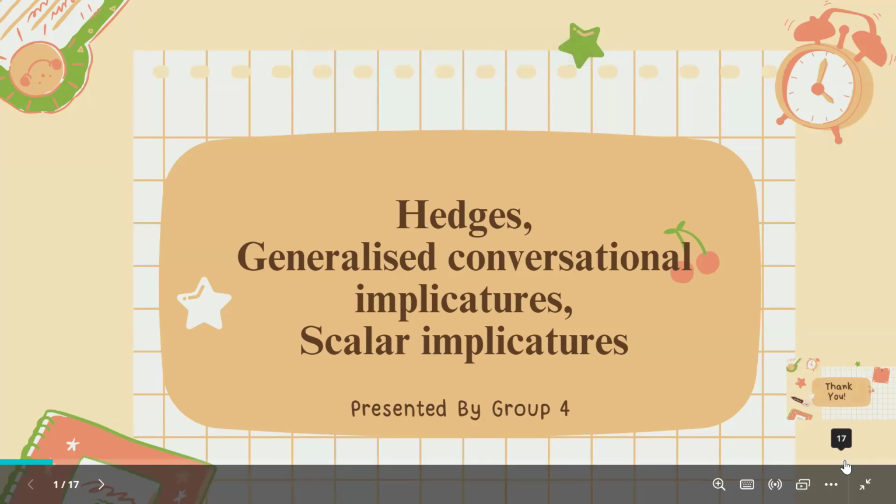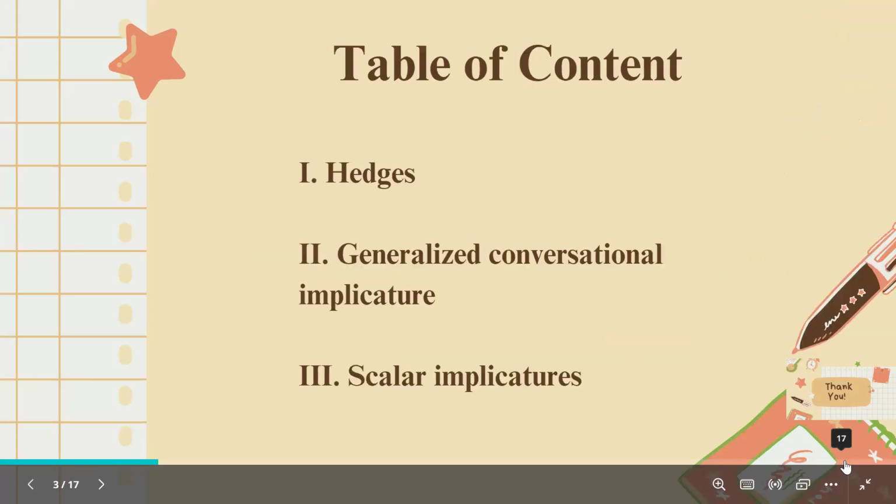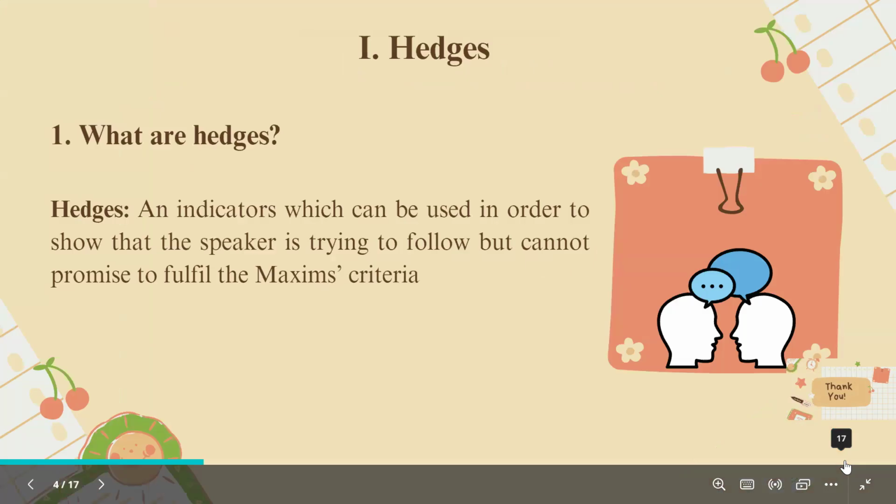Now we will talk about the topic: hedges, generalized conversational implicatures, and scalar implicatures. Our group has 6 members. Here is the table of contents. The first is hedges, the second is generalized conversational implicature, and finally, scalar implicature.